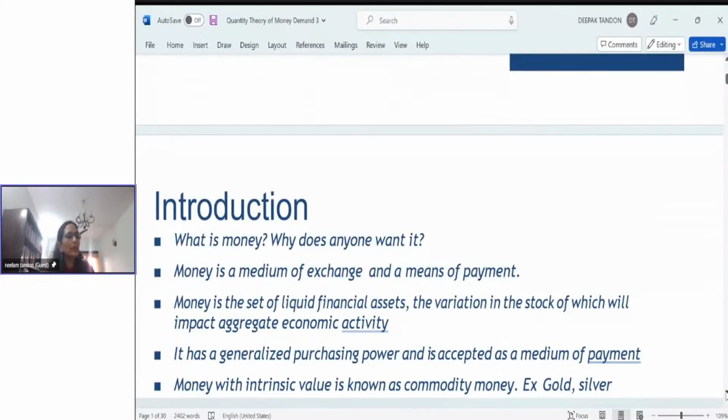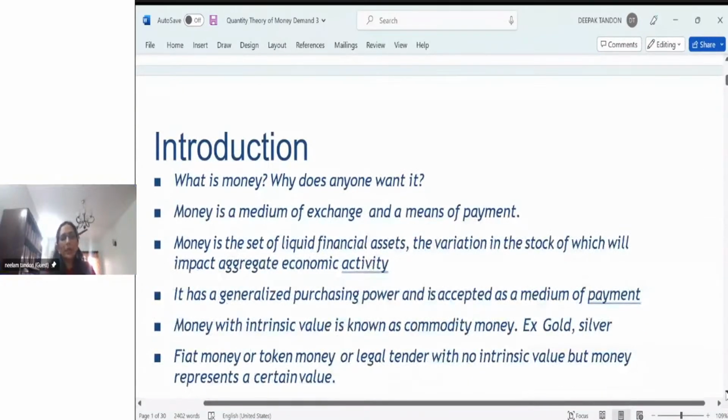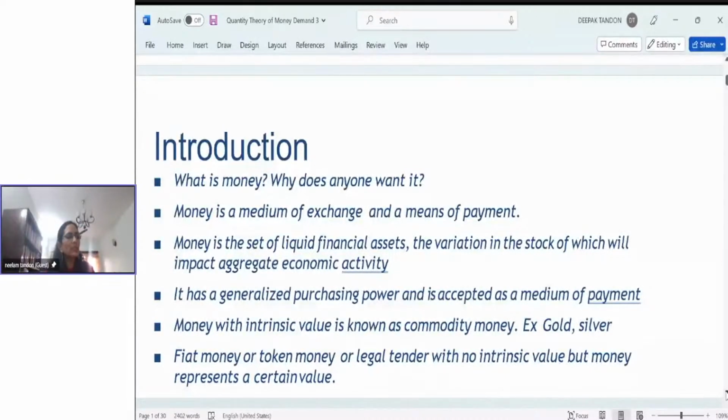So you may think that money demand is a very common topic, but there are certain components which are very important to understand. For example, we say, what is money? Why do we need money? What are the different functions of money? Number three, what are the factors which affect the money demand?